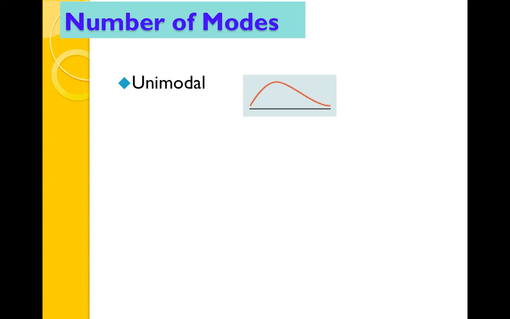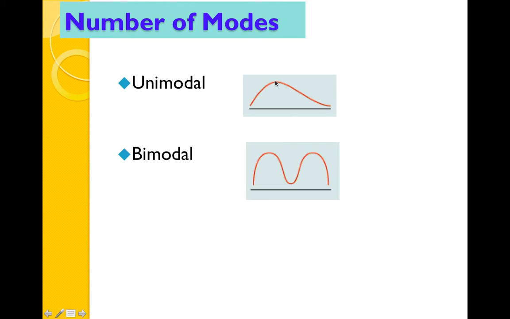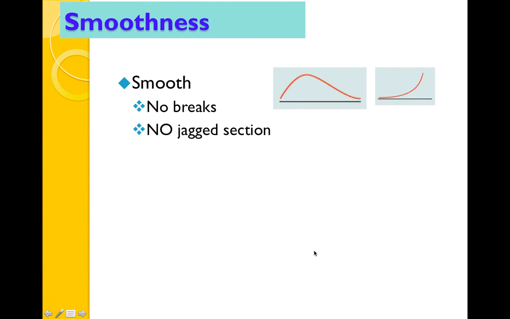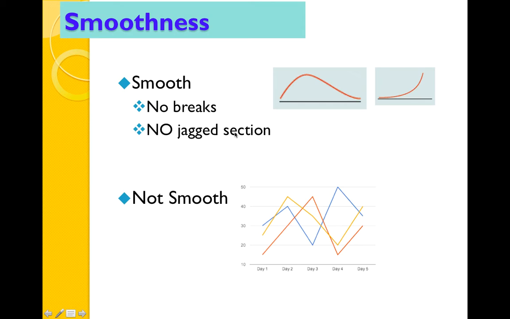For the number of modes, unimodal means there's one score with a higher frequency than the others, so it's only one mode. When you have two modes, it's called bimodal, or multimodal with more than two modes. A smooth graph means there are no breaks and no jagged sections in the graph. Not smooth means there are either breaks in the graph or specific vertices where the graph is jagged.